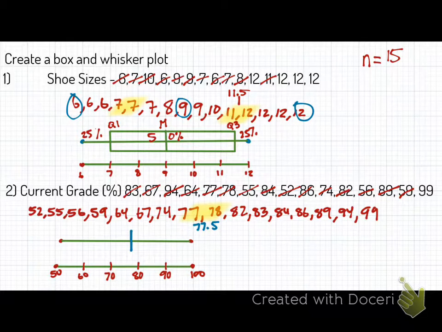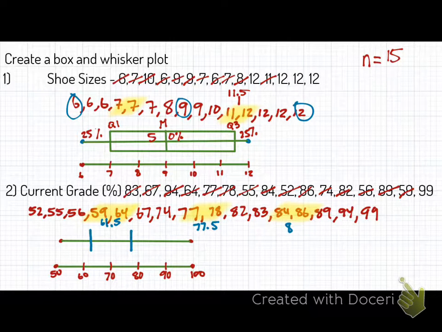Okay. What's the middle number from 52 to 77 now? What's the middle number, or numbers? 59, 64. Back to you, kids. If there's two middle numbers, how do you get the average of the two? Okay, what's the middle number then? Good, 61.5. So I'm going to put that line down. That's my Q1. And then I have two middle numbers here.